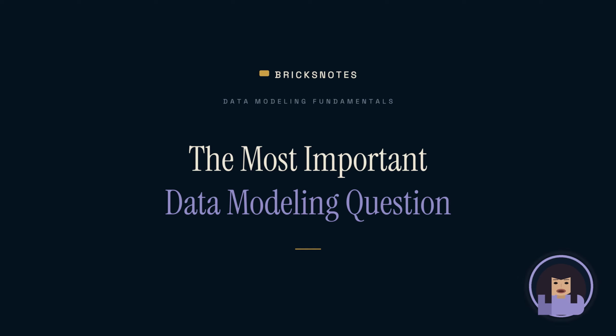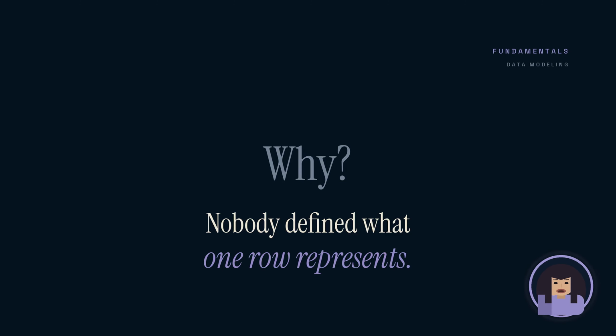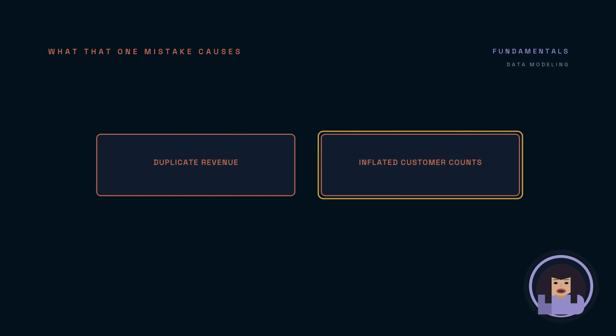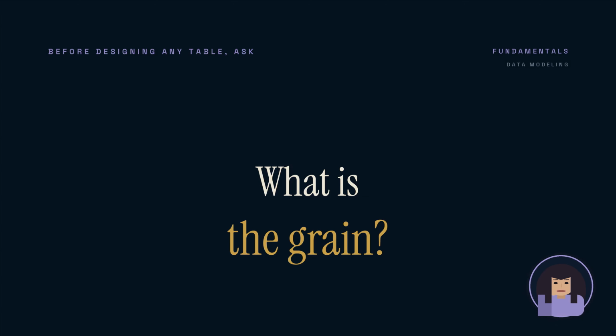Today, we are going to discuss the most important data modeling question. A table can have the right columns, the right data types, and even the right joins, and still be completely wrong. Why? Because nobody clearly defined what one row represents. That single mistake can create duplicate revenue, inflated customer counts, confusing joins, and dashboards nobody trusts. Before designing any table, ask one question: what is the grain?